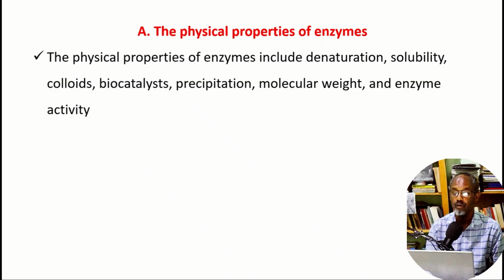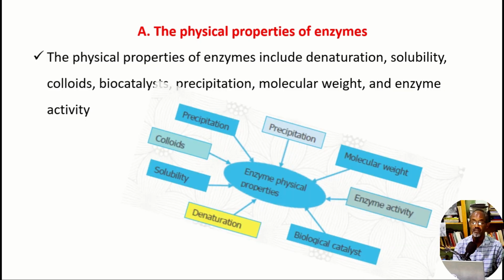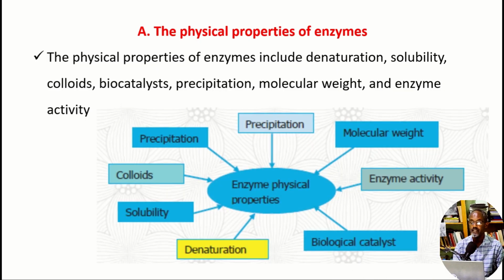And enzymatic activity is also another physical property. And this is the diagram that shows the physical properties. Of course, one property is repeated here. I took this from your textbooks, the new textbook. Precipitation, molecular weight, enzyme activity, being a biological catalyst, and enzyme activity. I don't know the difference here. Denaturation, solubility, and colloids. Don't forget these physical properties as far as your book is concerned.